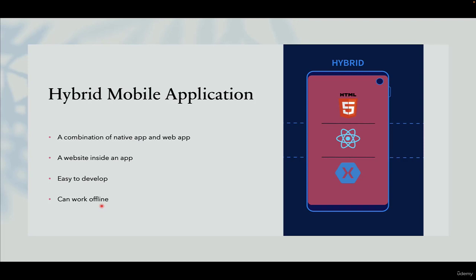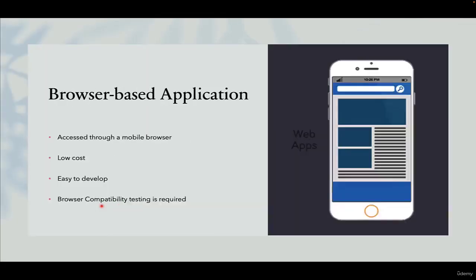So if you need extremely good performance, you should go for native applications. If you need something that is easy to develop and can work offline, and of course you get some reviews on the store, this is very important, but you don't have the budget to develop a native application, you can go for a hybrid application. If you don't have a budget and you don't have time to develop an application and you just need your users to access the website from their mobile devices, in this case you can go for a browser-based application.